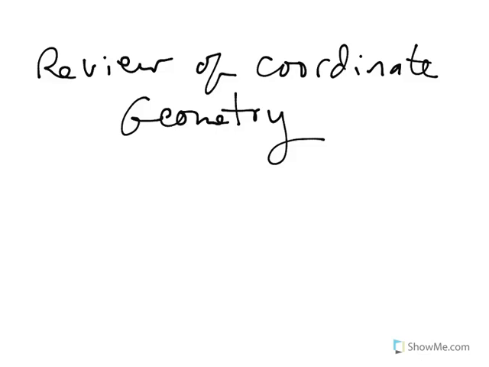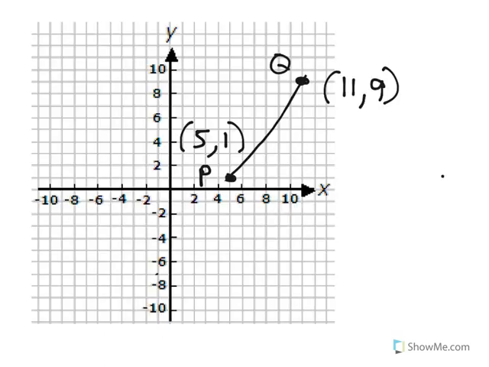This is a quick review of some formulas from coordinate geometry. Here I have a line segment with endpoints P at (5, 1) and Q at (11, 9). One question they could ask is, what's the length of PQ?